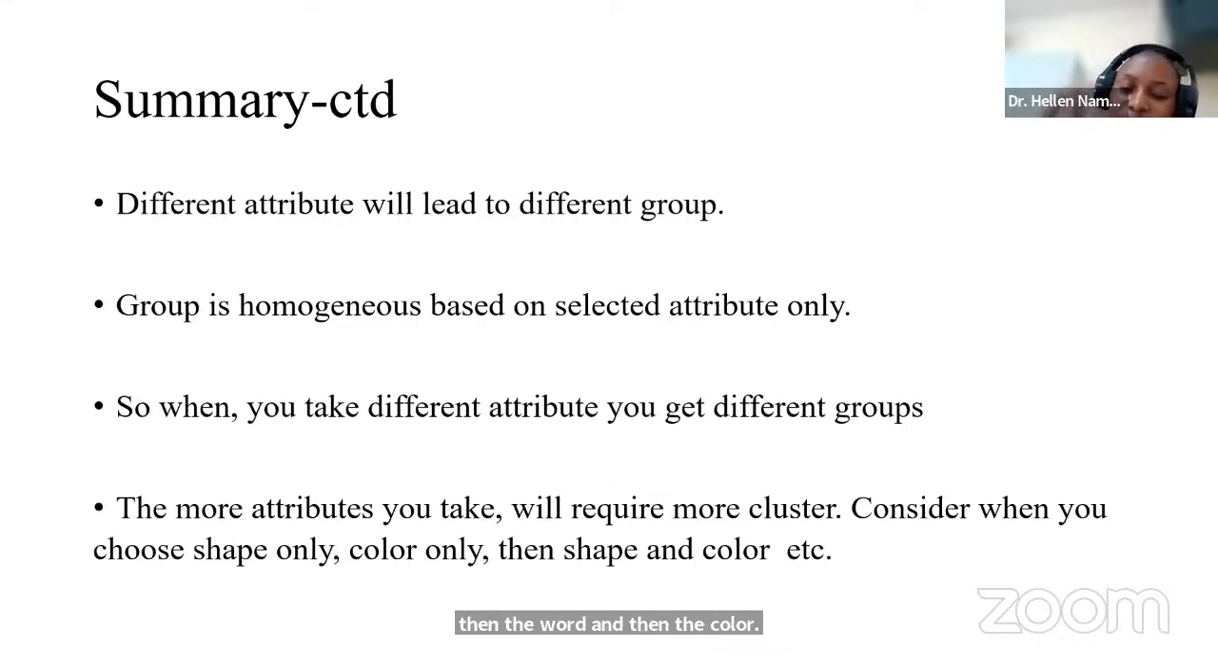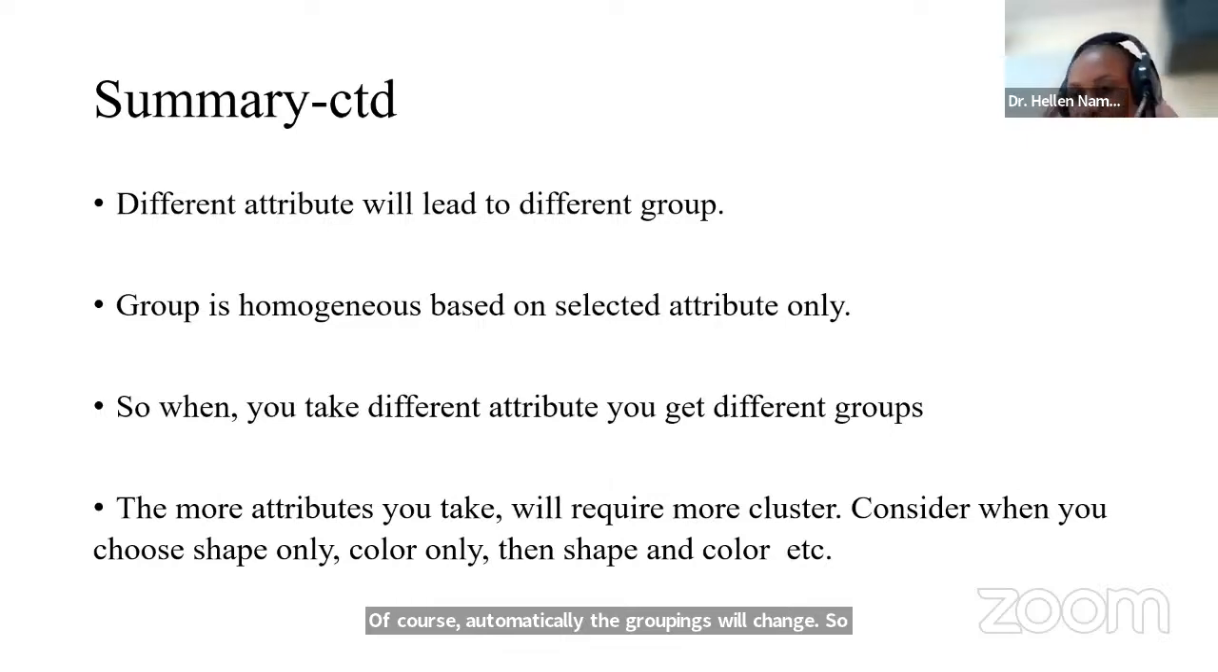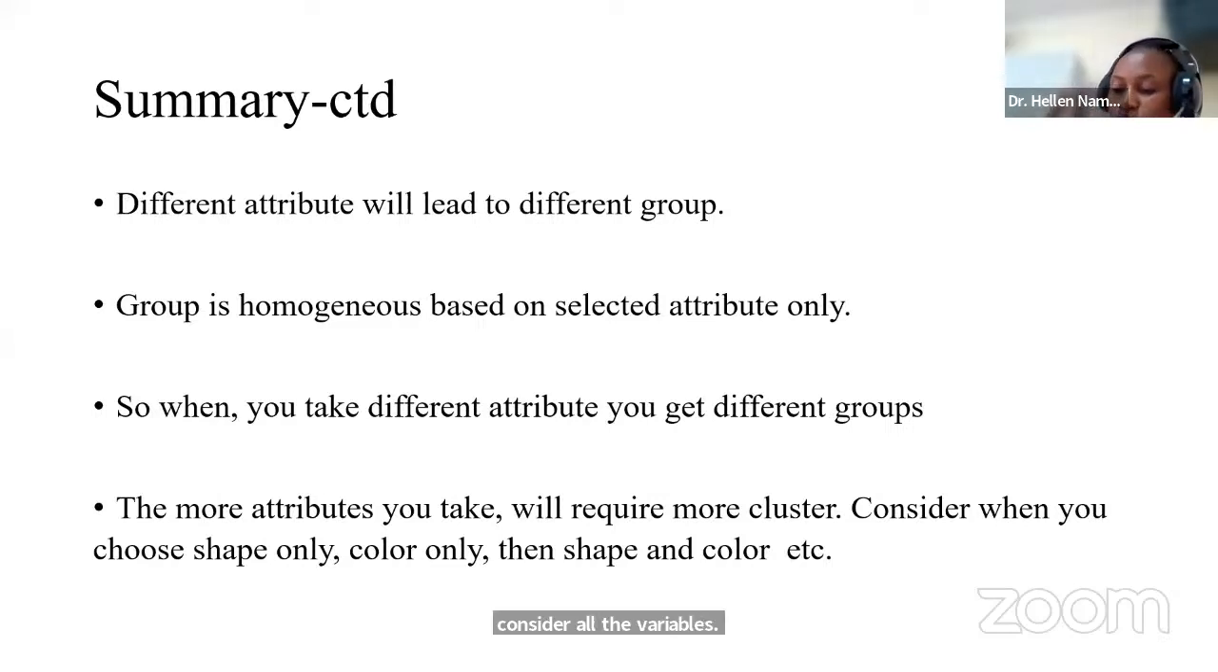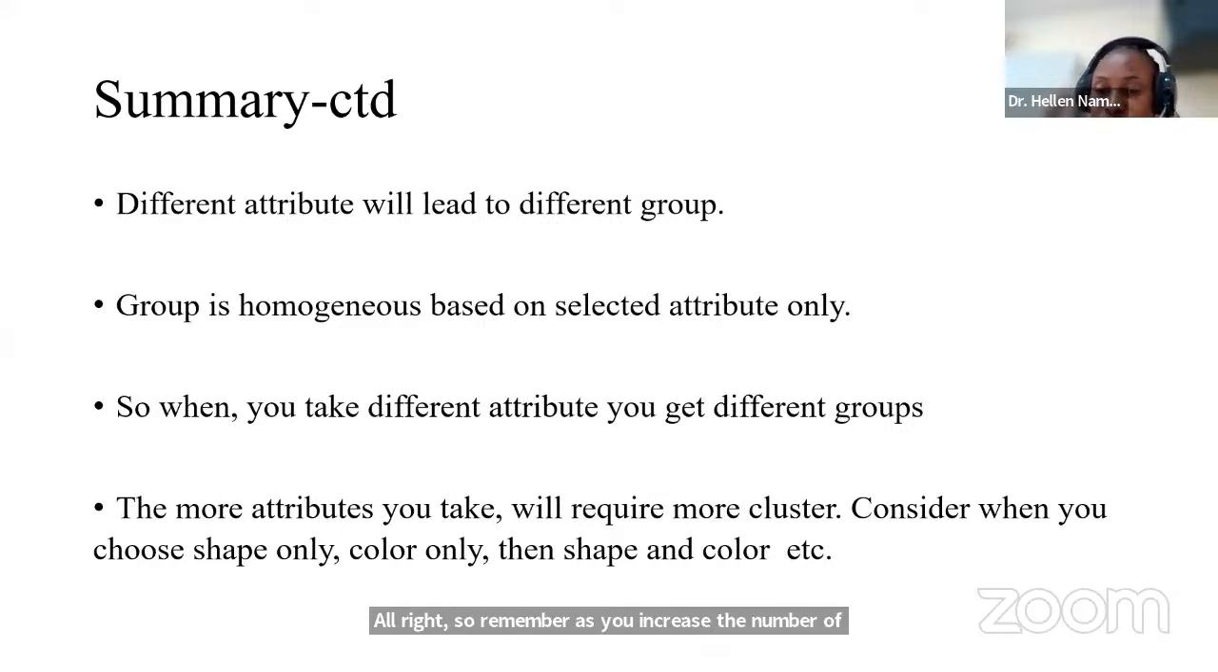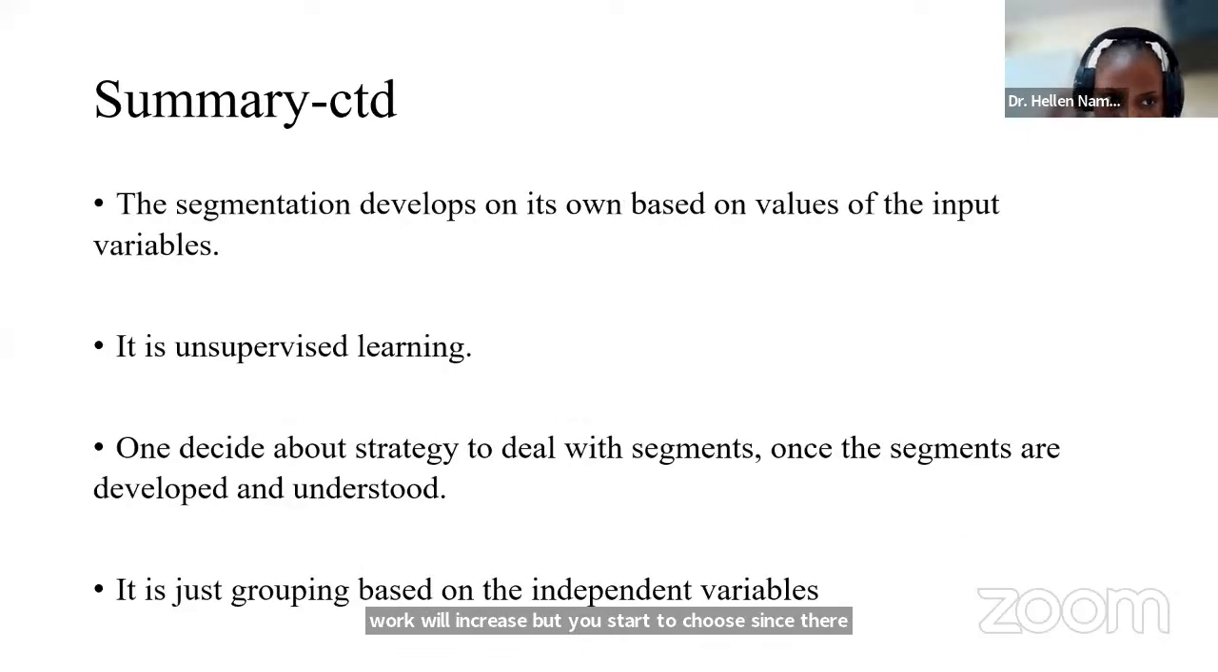So the point is, the more attributes you take or the more variables you take, the more clusters will be required. But it's up to you to consider which attribute you want to use or which variable you want to take. Do you want to consider color only? Do you want to consider shape only? Do you want to consider both, or all the variables? All right. So remember, as you increase the number of attributes, automatically the number of clusters will increase. But it's up to you to choose, since there is no dependency of these attributes.